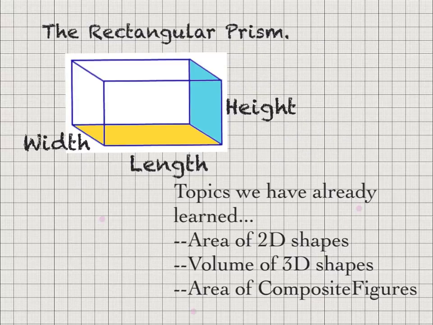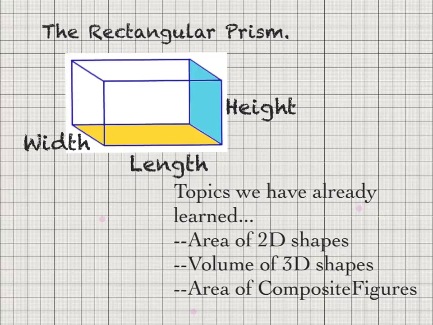Alright students, before we get started, let's review what we've already learned. This is a rectangular prism. The rectangular prism has 6 faces. Those are the flat pieces of a three-dimensional figure. We've talked about the width, length, and height. We've talked about two-dimensional area, such as squares, rectangles, triangles, and how to calculate using base and height.